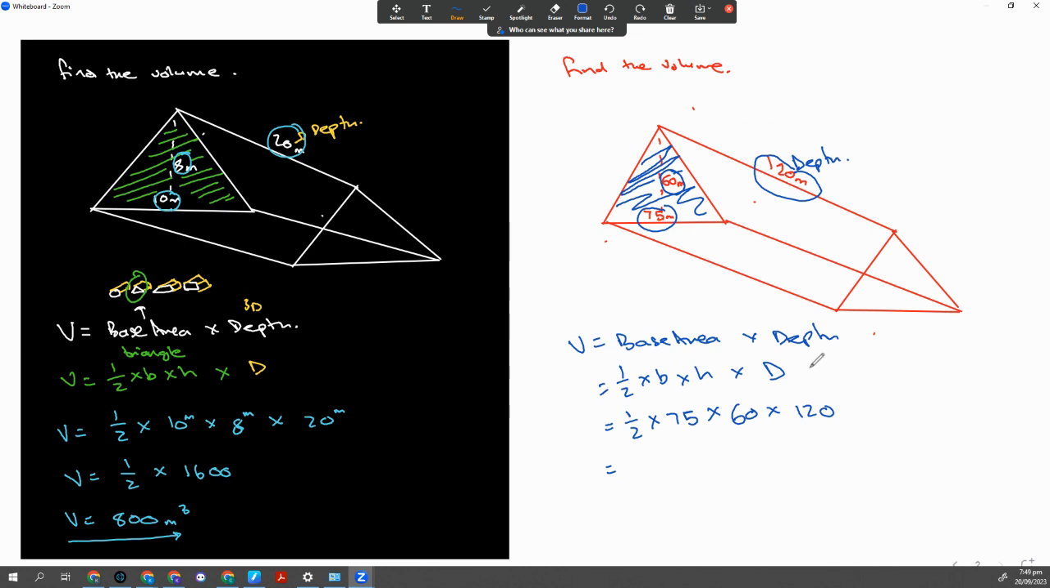So let's put it on a calculator. That's going to be 0.5, which is half, times 75 times 60 times 120. Straight in the calculator gets me 270,000. All right, so that's 270,000 meters to the power of 3, meters cubed. And that would be the volume over there. You just calculated the volume of a triangular prism.